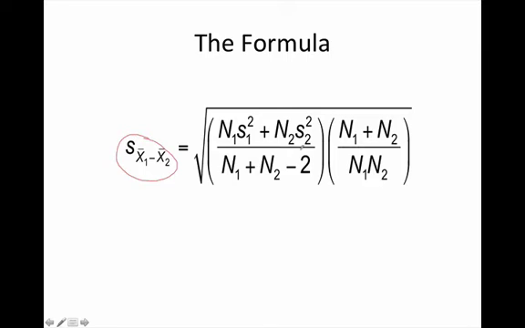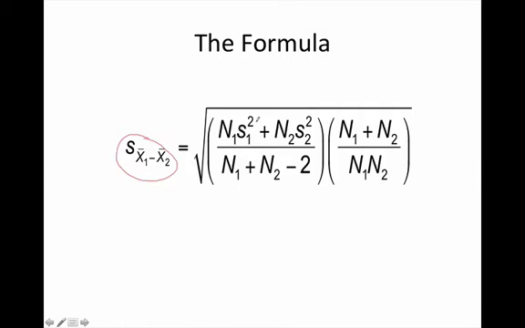Once I have that, I'm going to come down here and solve for this part of it. I'm going to add the number of people in group 1 to the number of people in group 2, and I'm going to subtract 2, and then I'm going to divide these two terms together.